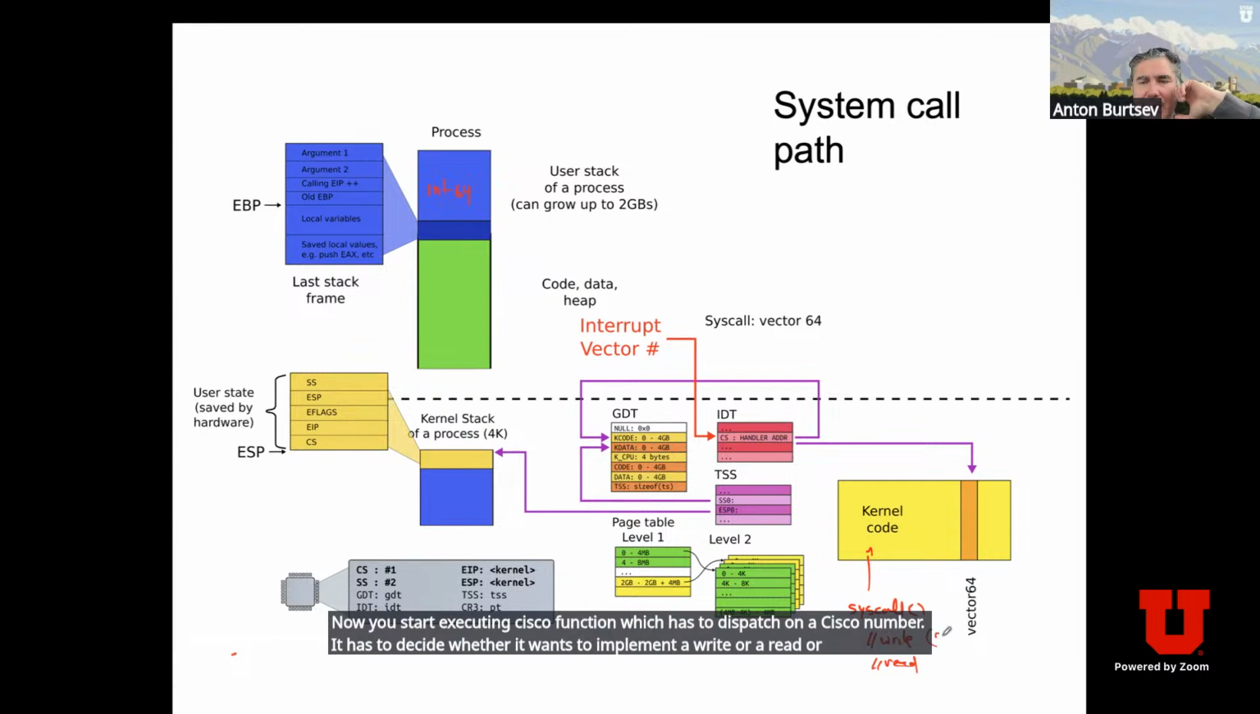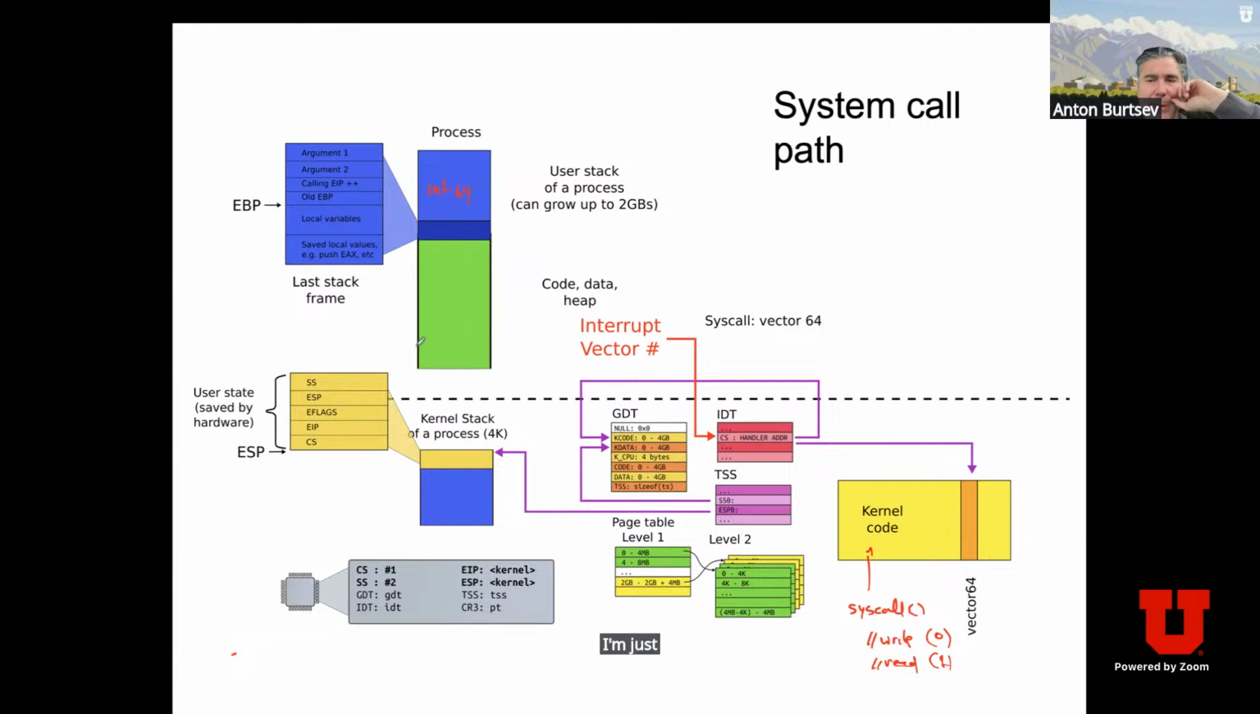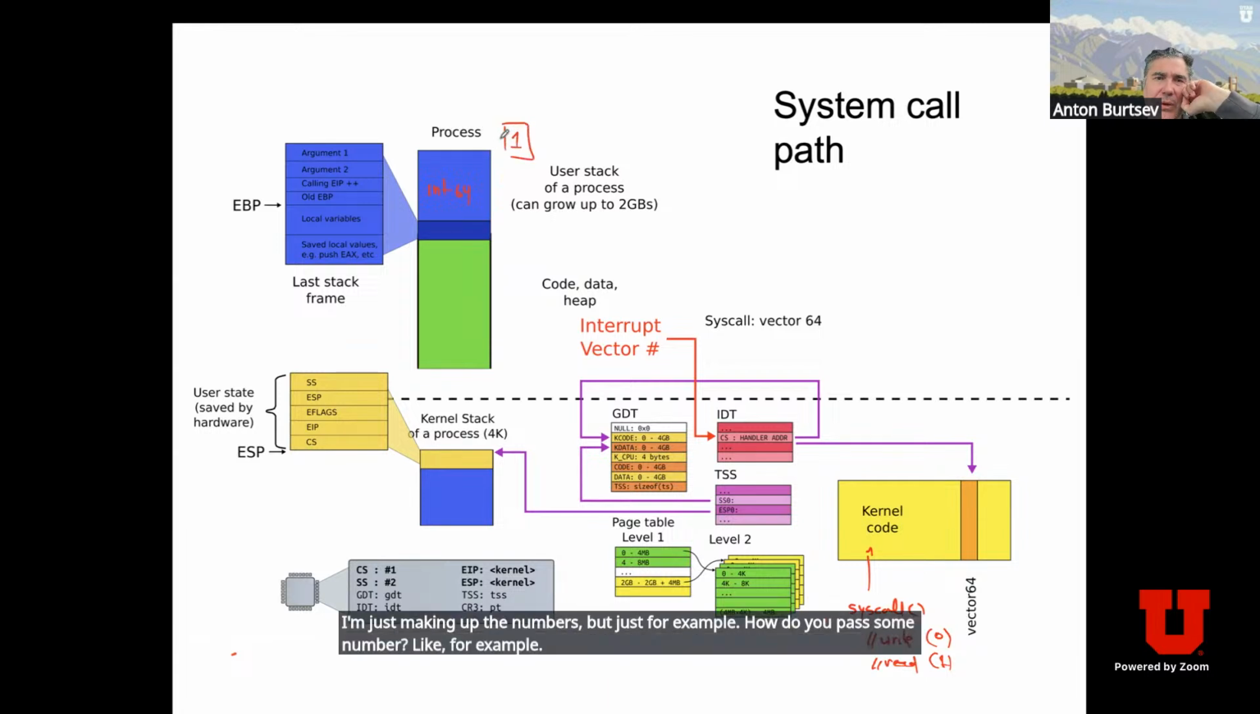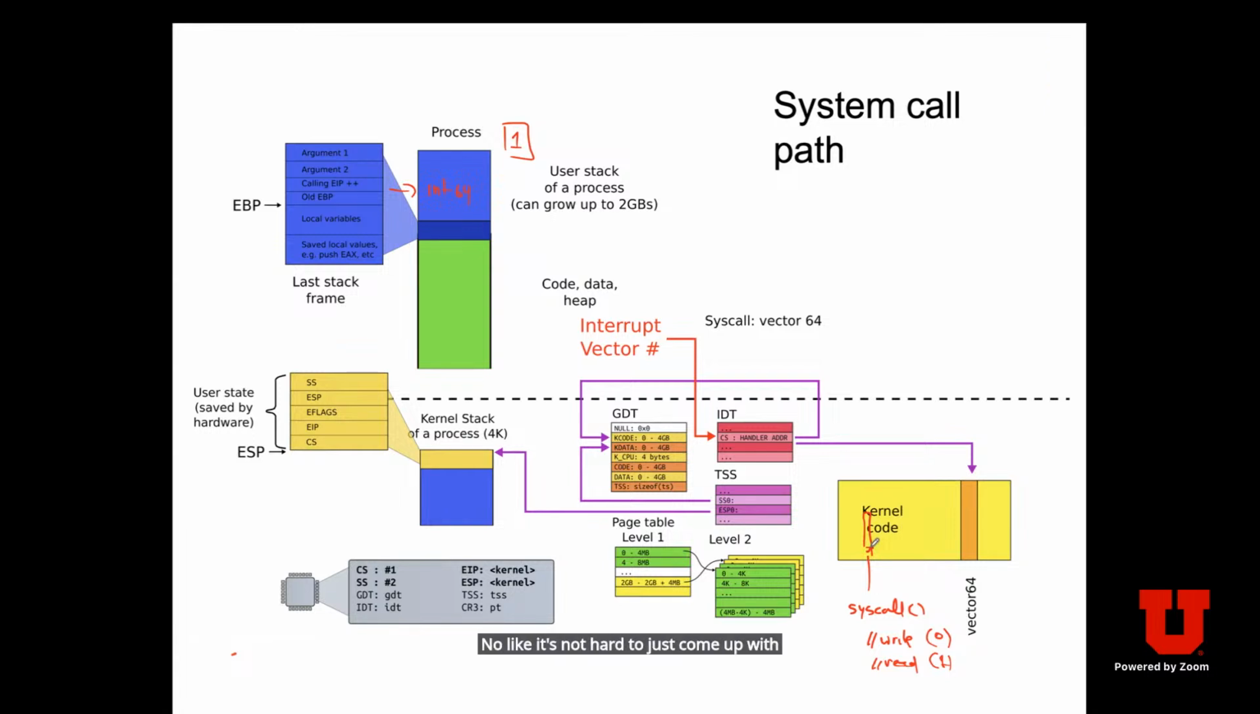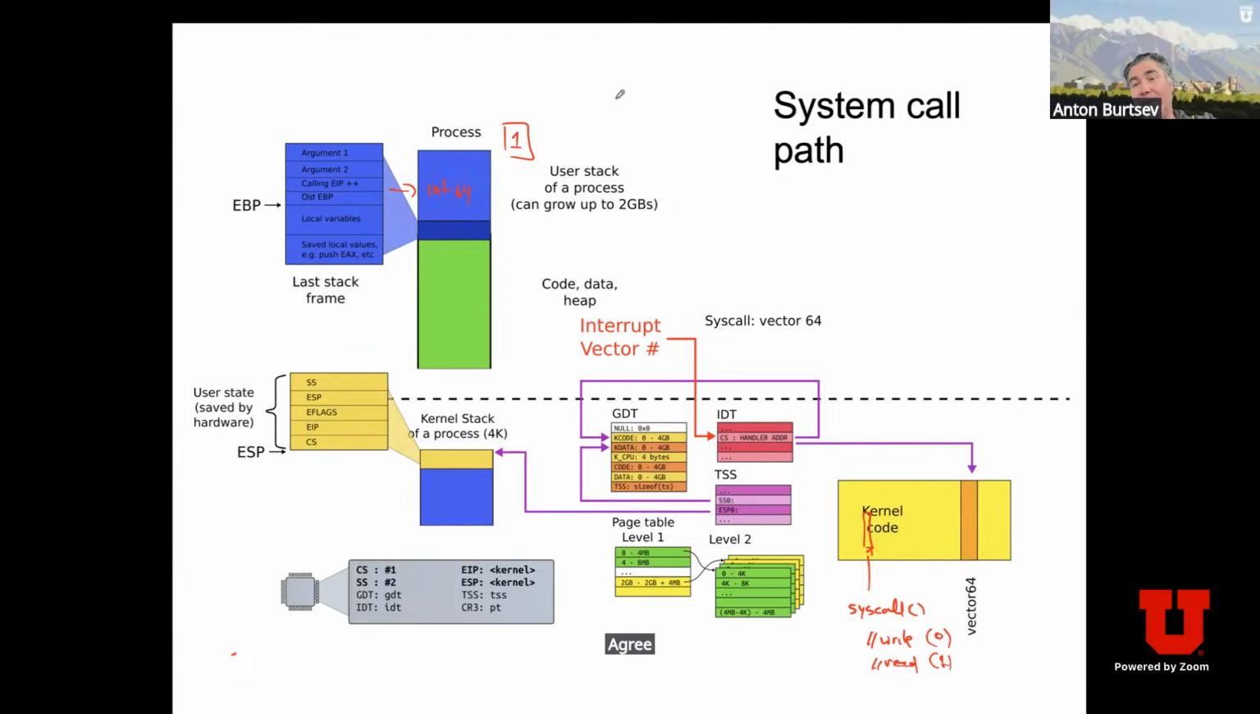And imagine we assign them numbers. Write is 0, read is 1. I'm just making up the numbers, just for example. How do you pass some number, like for example, number 1, from user, from executing here, to here? It's not hard, so just come up with it. Yeah, go ahead. Put it in an agreed upon register. Agree. And this is what x86 is doing.